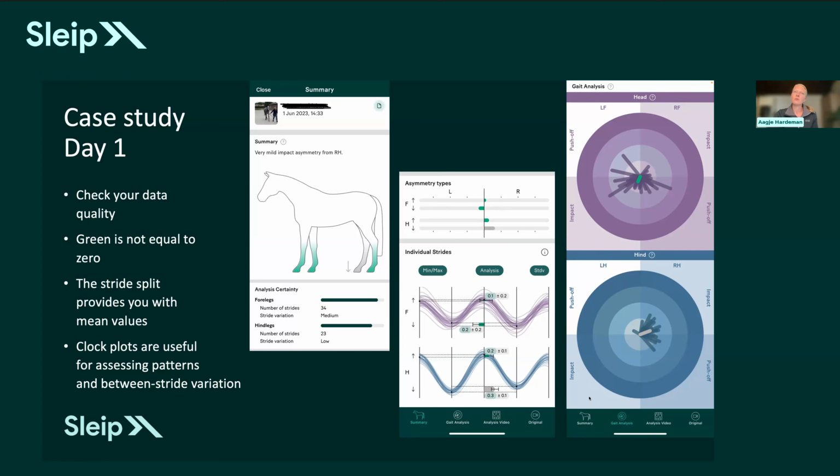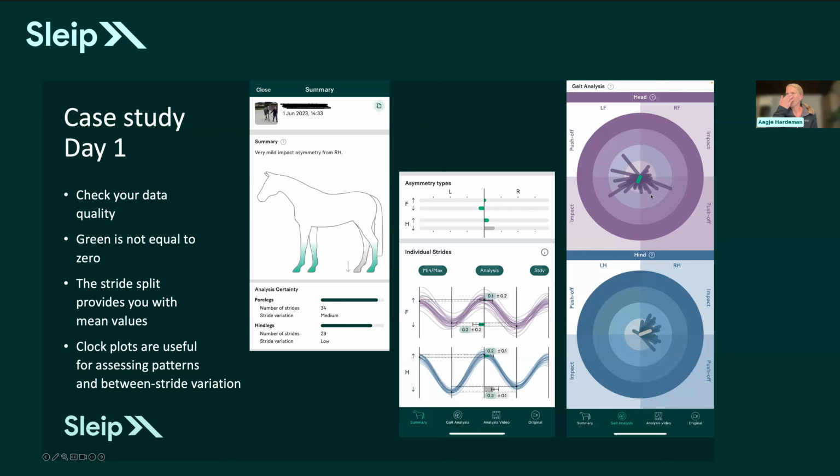So if we look at this horse, you see that all limbs are green except for the right hind, and the right hind ear is gray with an arrow down. In other words, there is something going on in the impact phase, and you can quantify that here in the stride split. You see that in the impact phase, we have an asymmetry of 0.3 pointing towards the right. And when you go to the clock plots, you can actually see how that is going stride by stride, because each line is one stride.